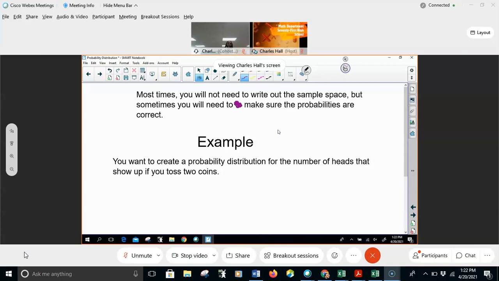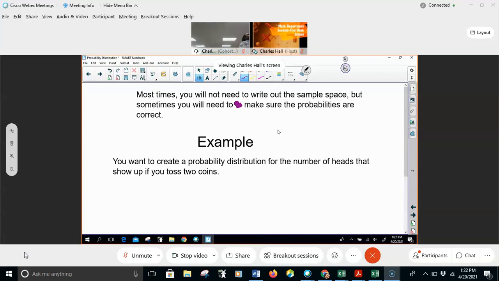All right, so looking at this, it says you want to create a probability distribution for the number of heads that show up if you toss 2 coins. So guys, this is like if it's a game and you want to see if you can make money off of this thing. This is what you can do to see if it's really good. Just to give you a heads up as to where we're going, expected value deals with games, and whether you can make money off of it or lose money, to see if you should play this game or not.